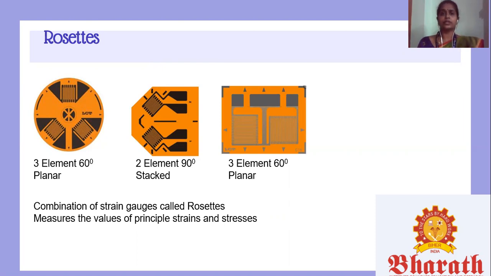So the examples include three strain gauges placed in a 60-degree planar arrangement, two strain gauges combined together to form a 90-degree stacked arrangement, and three strain gauges combined together to form a three-element 60-degree planar arrangement. So the combination of strain gauges is called a rosette, like petals of a rose arranged, and measuring the values of the principal strain and stresses is very helpful.